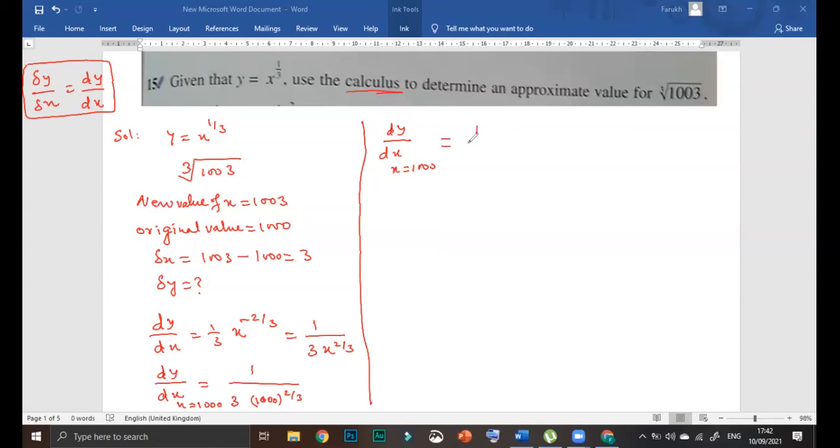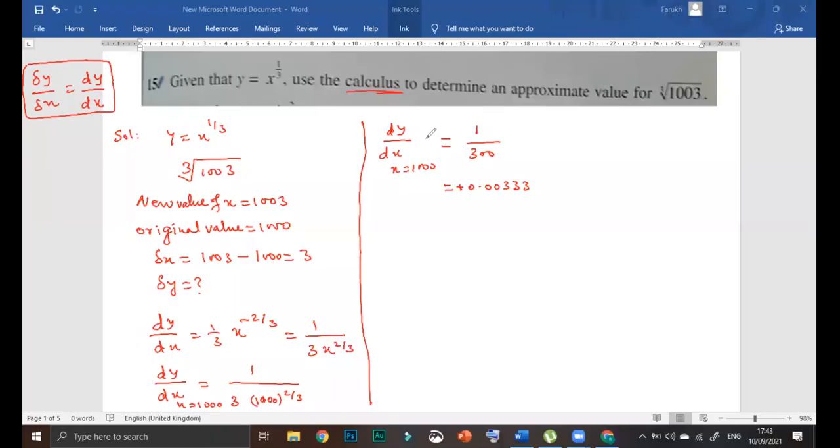Sir, 1 over 300. In decimals, the answer is? Sir, 3.33 into 10 power minus 3. So dy by dx at x equal to 1000 is 1 over 300, that is 0.00333.